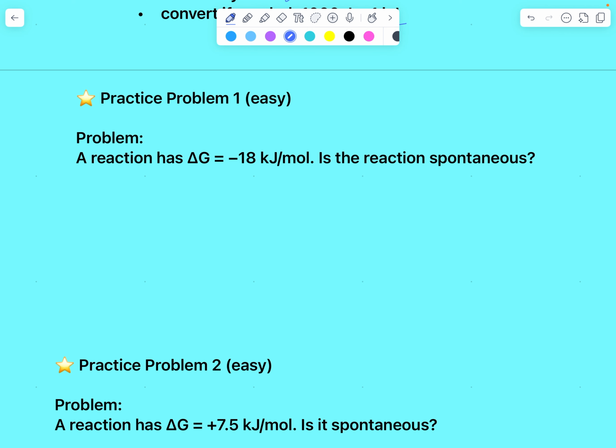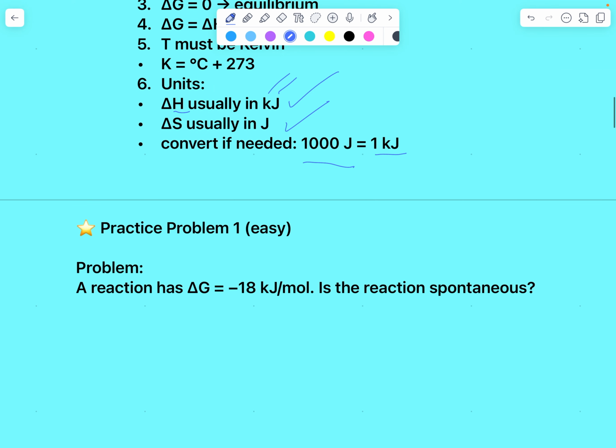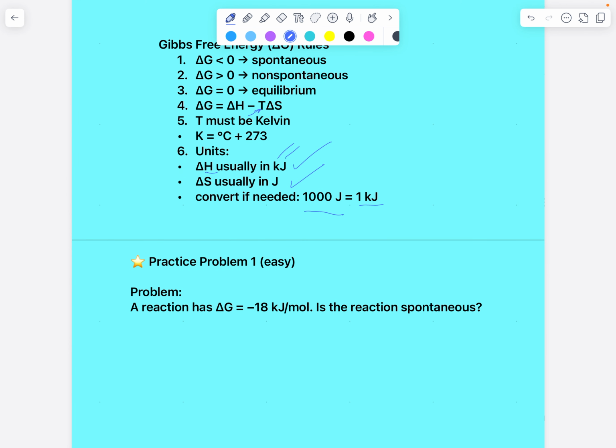So we're gonna jump right in. Now that we understand the rules, let's jump into practice problems. A reaction has delta G equals negative 18 kilojoules per mole. Is the reaction spontaneous? So we know that delta G is definitely less than 0 because it's negative. Is negative 18 less than 0? Yes, absolutely it is. So the answer is yes, it is spontaneous. And I'm in my unit, kilojoules per mole, which is what I like to see with delta G, depending on the context.